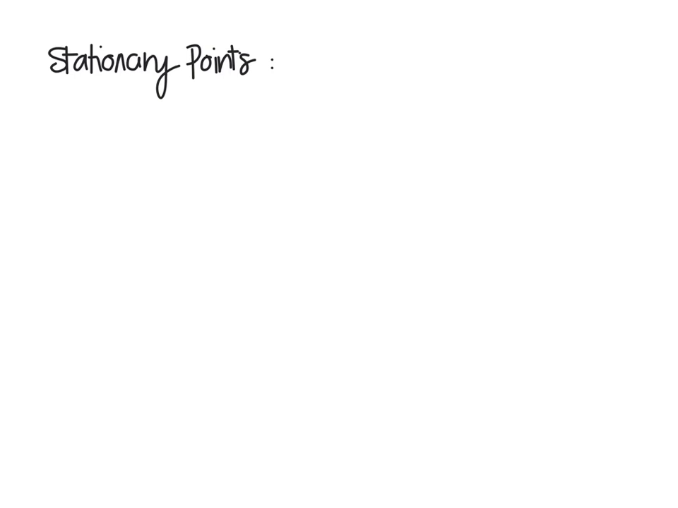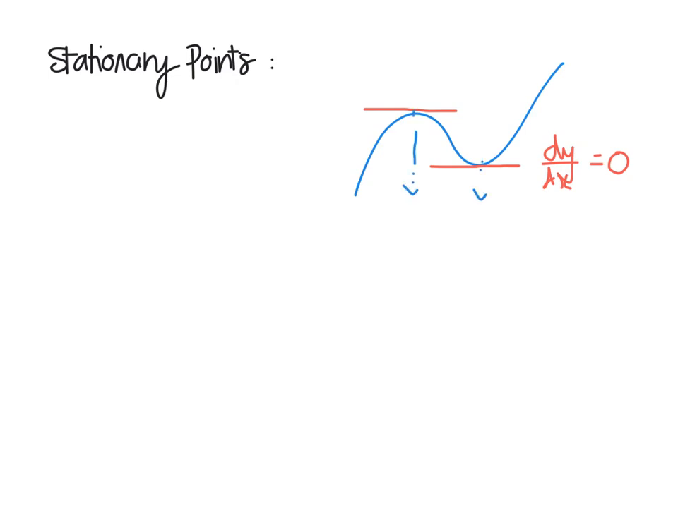Differentiation is also really useful for finding stationary points. We know that on a curve, the points where the function turns have a gradient of 0, and these are our stationary points. They could be maximums or minimums, and one of the things we need to do is to classify them. So to find the location, i.e. the x value that corresponds to one of these stationary points, we would set dy by dx equal to 0.